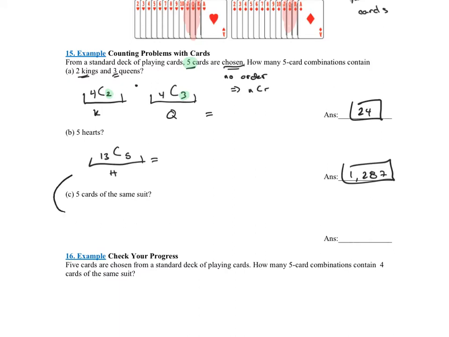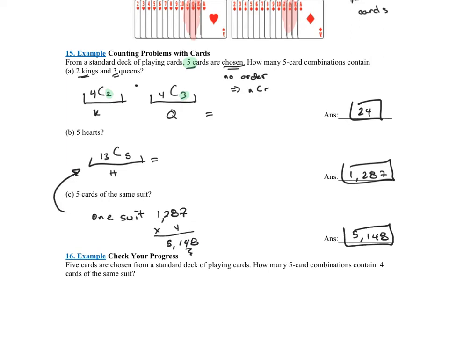What about 5 cards of the same suit? Well, didn't we really kind of just do that? 5 hearts is 5 cards of the same suit. So when I got that for one suit, I had a total of 1,287 different ways. But how many suits are there? Well, there's 4 suits, so all I have to do is multiply that times 4. If I multiply that times 4, looks like I'm going to get 5,148 total different ways that I could get 5 cards of the same suit. For those of you who play poker, that's called a flush.